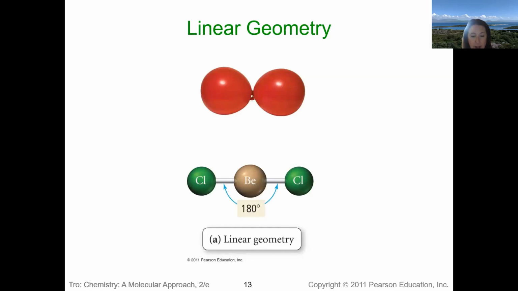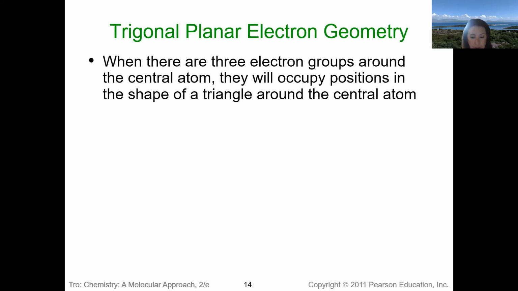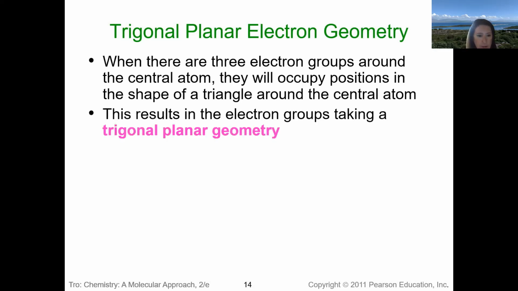So again, here's a linear geometry, and the bond angle is 180 degrees. Now the next one, here's boron. So our boron is going to be BF3.